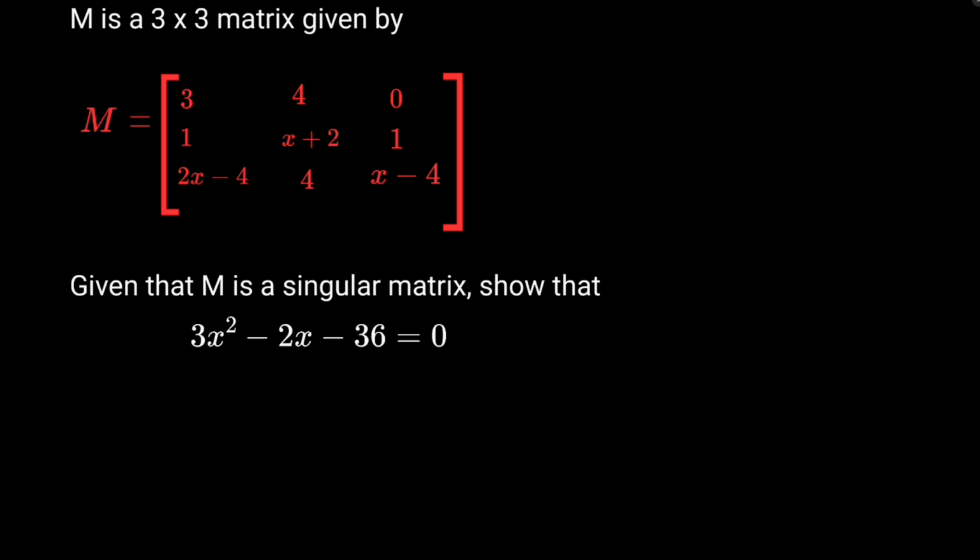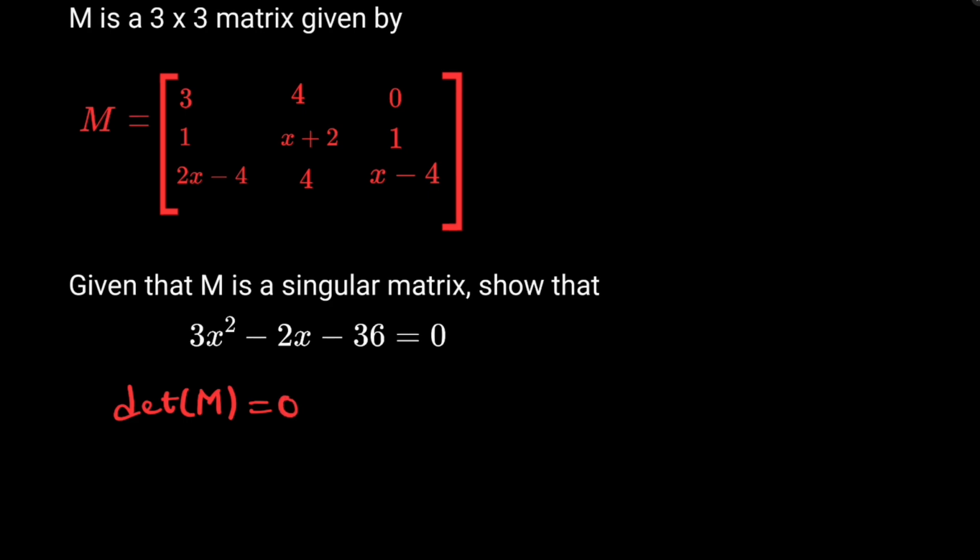Now, what is a singular matrix? If you don't know what a singular matrix is, then you will not be able to solve this question. So what is a singular matrix? A singular matrix is a matrix whose determinant is equal to 0. And if the determinant is equal to 0, that means the matrix has no inverse. So that is what they are trying to tell us here. They are trying to tell us that given that the determinant of M is equal to 0, show that 3x squared minus 2x minus 36 is equal to 0.